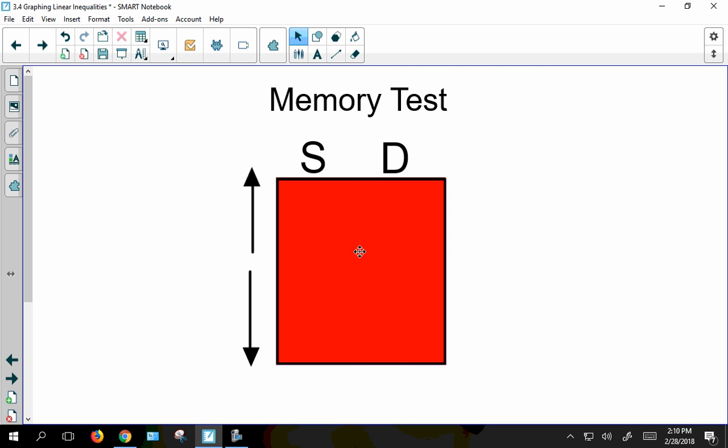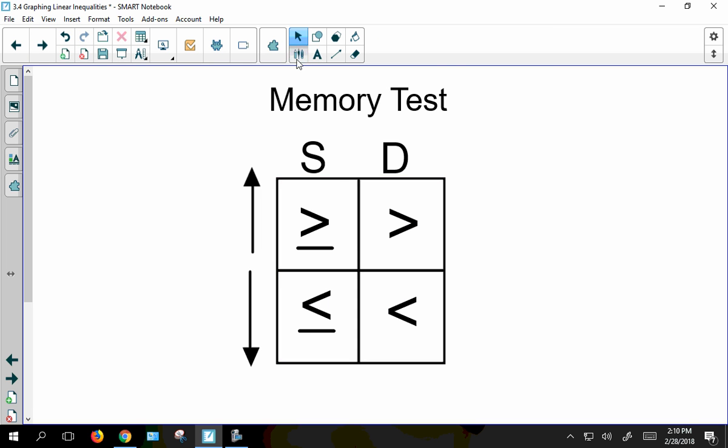Memory test. Okay. If it has a line underneath, you do a solid line. That's pretty simple to remember. Solid line underneath the monster, you use a solid line. No line underneath the monster, you use a dotted line.